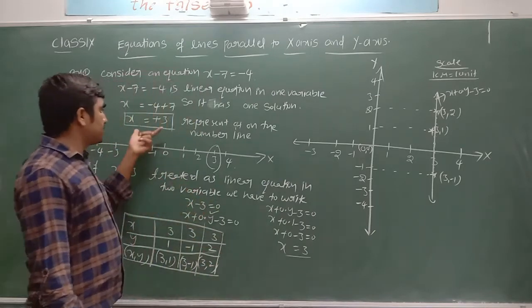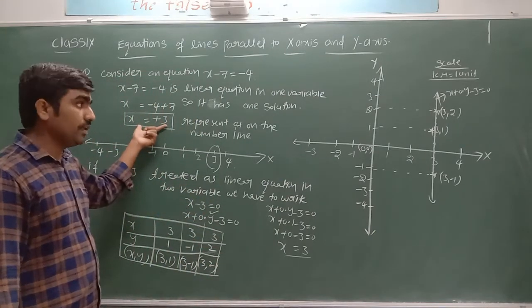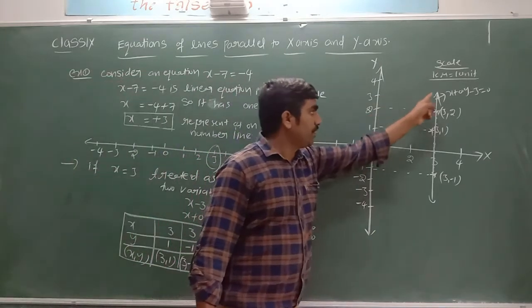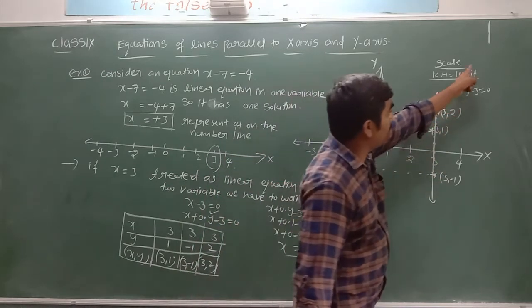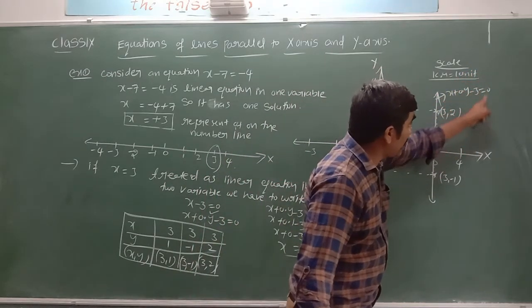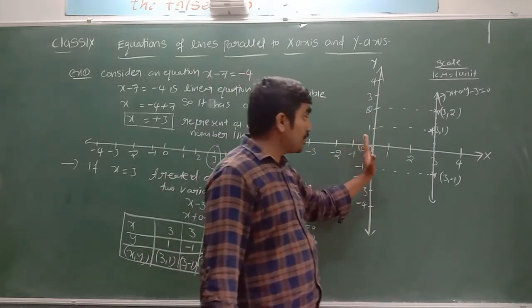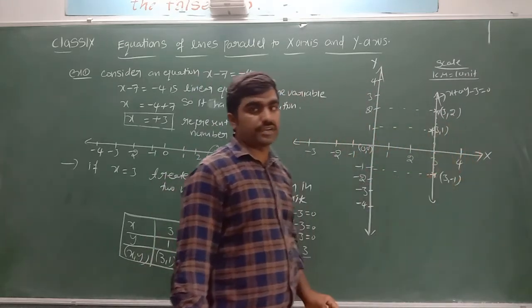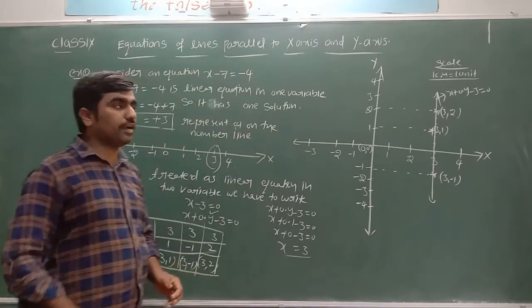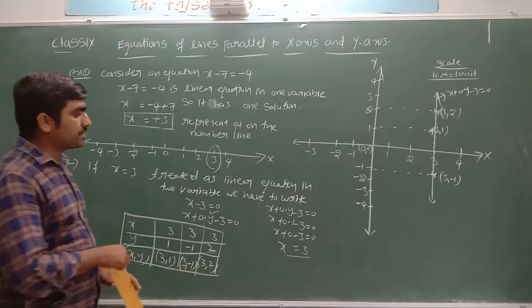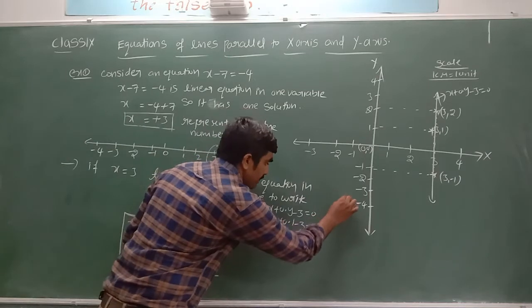Suppose I take x is equal to 7. x equal to 7 is also parallel to the y axis, and it is 7 units away from the y axis. Now from this, what can we conclude?